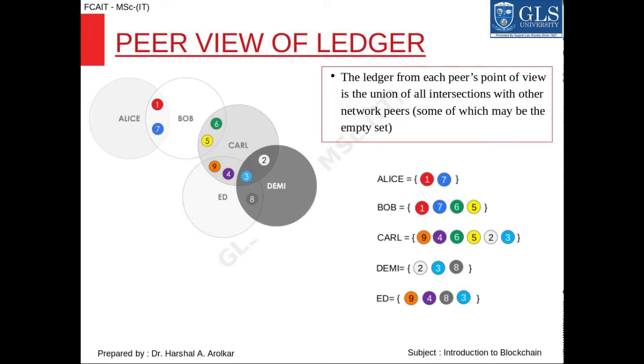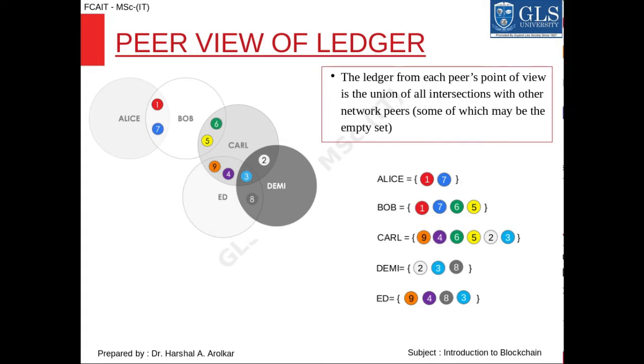Okay, so we have seen what a Corda network is and what its components are. So let us now have a look at a ledger and specifically the peer view of the ledger. As you can see, the definition says that a ledger from a peer's point of view is the union of intersections with other network peers, some of which may be empty sets. On the screen, you can see five nodes: Alice, Bob, Carl, Demi and Ed. Alice has two entries, number 1 and number 7. Bob has 1, 7, 6 and 5, Carl has 2, 3, 4, 5, 6 and 9, Demi has 2, 3 and 8, while Ed has 3, 4, 8 and 9.